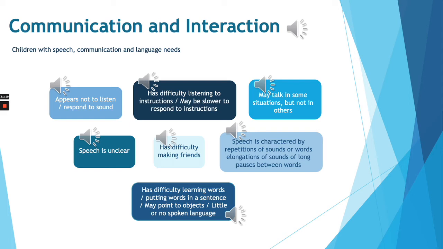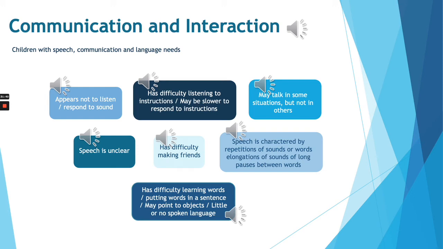So if a child may talk in some situations and not in others, it's important that we never pressure the child to talk. Try to reduce anxiety as much as possible. Are they in a place where they feel comfortable and do they feel safe? Think about where the child is seated in the classroom. Being at the front may increase their anxieties.